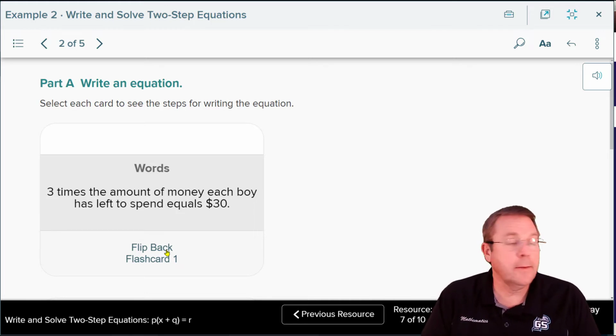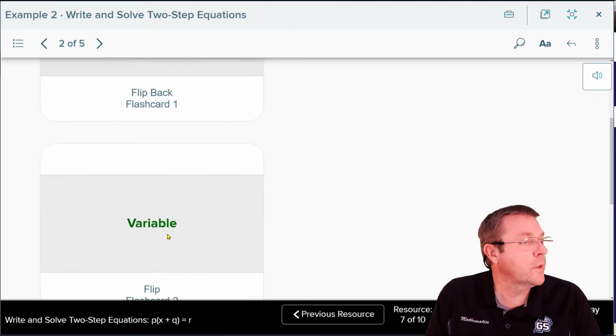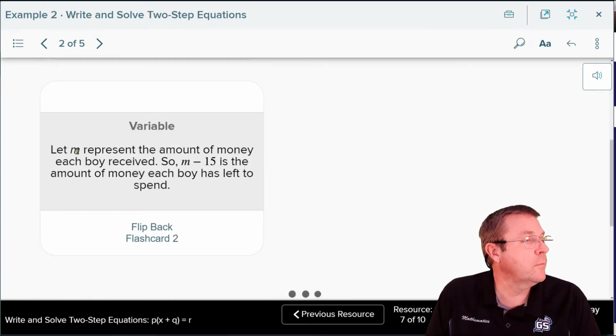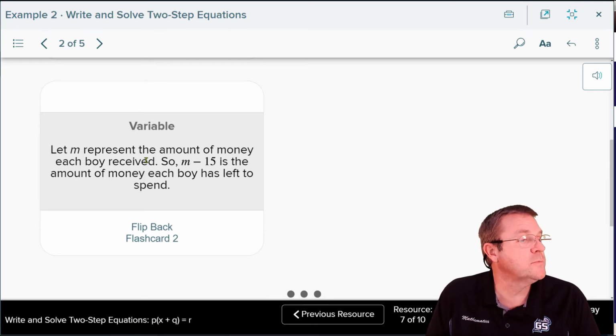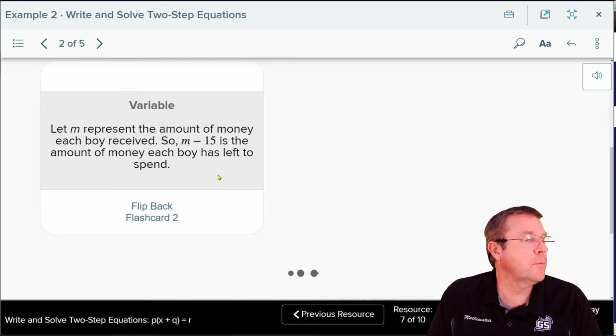And from that, they each spent $15, and from that, they had a total of $30 left. From there, we can pick a variable, and we're going to let M, I like M for this one, stand for the money that each boy received. So the money they received minus $15 was how much money each boy had left when they were done.